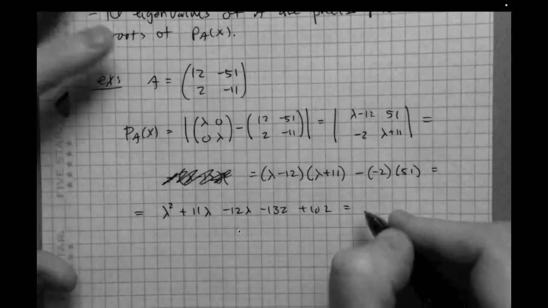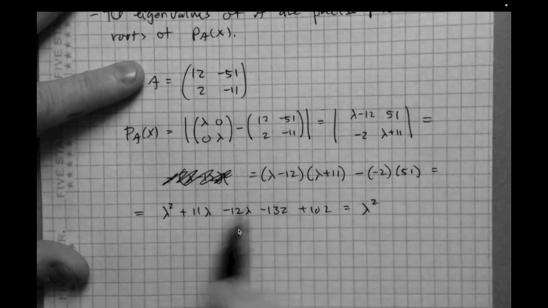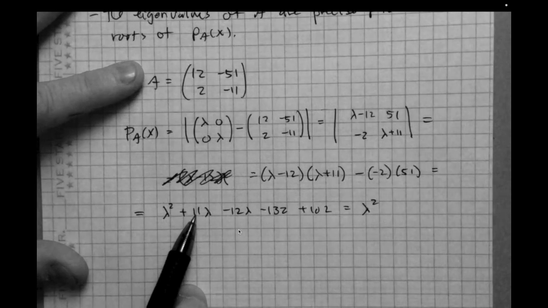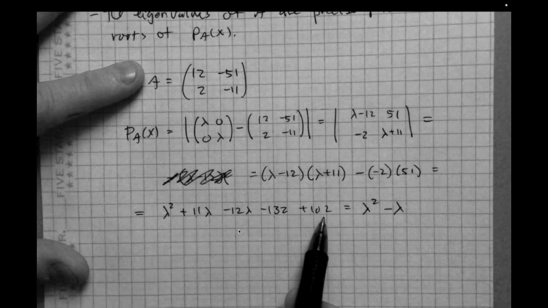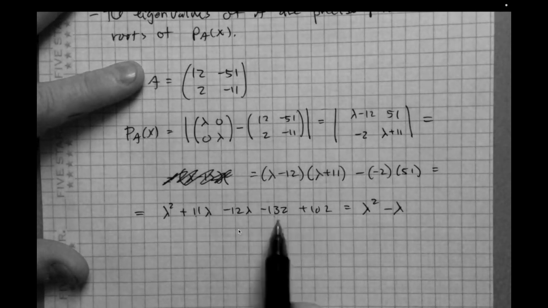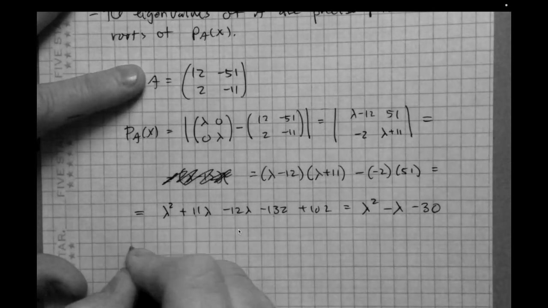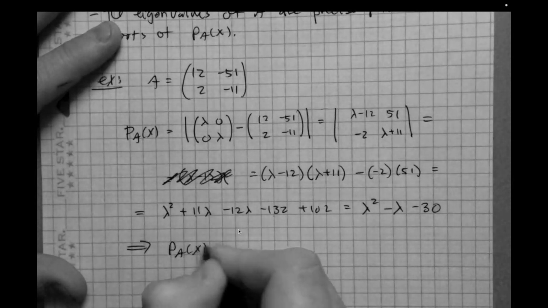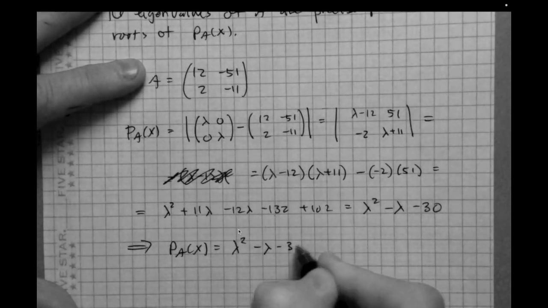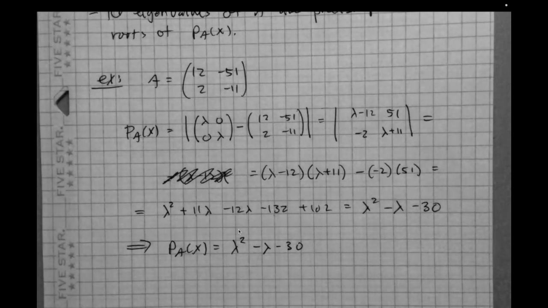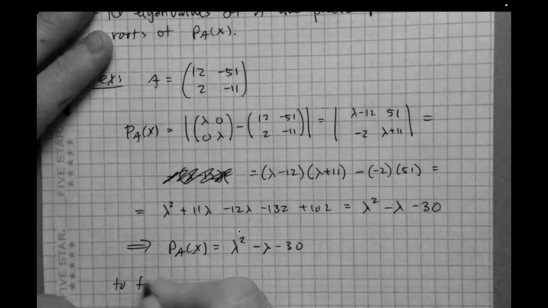So we can simplify this down, and we get lambda squared, and then 11 minus 12, so minus lambda, and then 102 minus 132 is minus 30. So the characteristic polynomial of A is lambda squared minus lambda minus 30. Can I find the eigenvalues here quickly? Yeah, I think so.